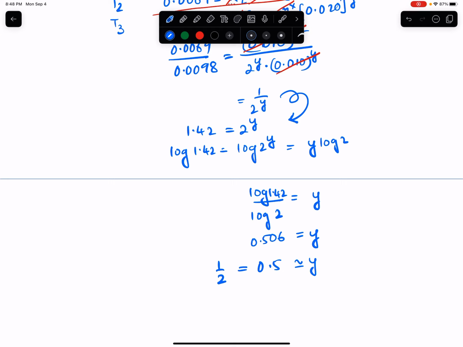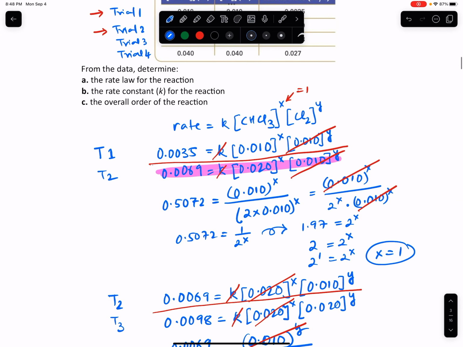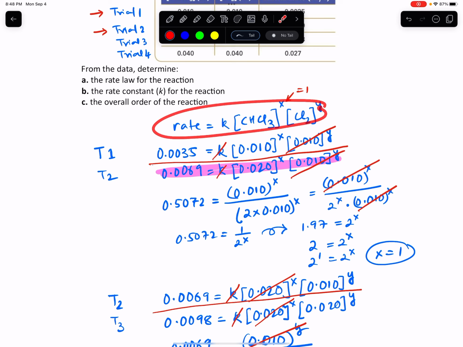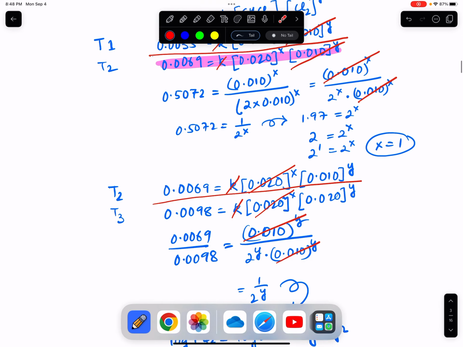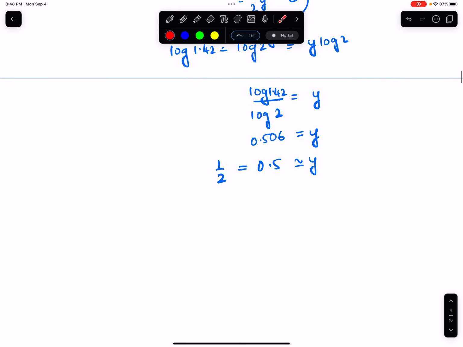Now, we have a fractional order out here. So what that means is, while it's not common, it is very possible to have a fractional order for any reaction. So we have to put this back into the rate law. Okay. So if you go back up here, that is the rate law, right? So we have to just rewrite this rate law with the value of x and the value of y. We can either rewrite it there or down here.